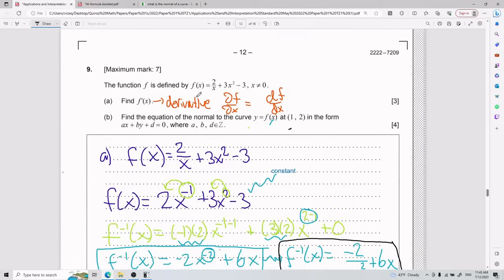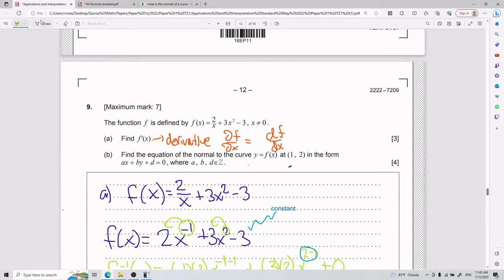Part B is really weird. Okay, I'm just going to say that right now. It is really weird. It says to find the equation of the normal to the curve. Of the normal to the curve. So, what is the normal to the curve?